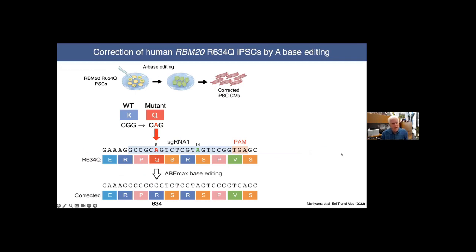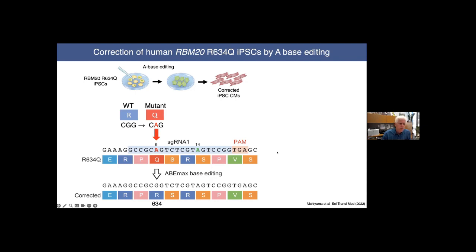So we began by modeling RBM20 cardiomyopathy in patient-derived iPS cells. Essentially, you can convert iPS cells into cardiomyocytes, as all of you know. And we looked at one of the most prominent mutations. That's an R to Q, arginine to glutamine mutation, which involved a single nucleotide change, a guanine to an adenine in this particular codon. And we thought that this lent itself ideally to adenine base editing as an initial test case.